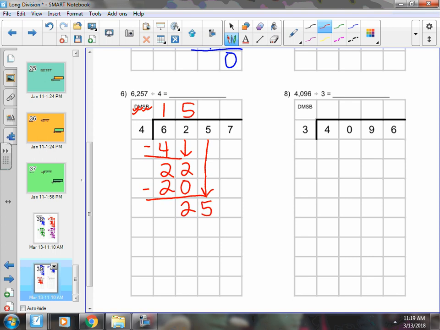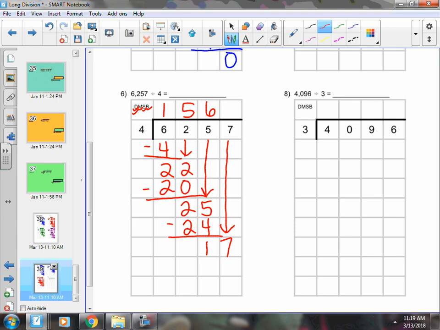We still have to make some more groups of 4. We still have leftovers. How many groups of 4 can we make from 25? We can make 6 groups of 4 because 6 times 4 is 24. We needed to get as close to 25 as possible. Subtract, bring down. So we've divided groups of 4, groups of 4, groups of 4. We have 17 left.